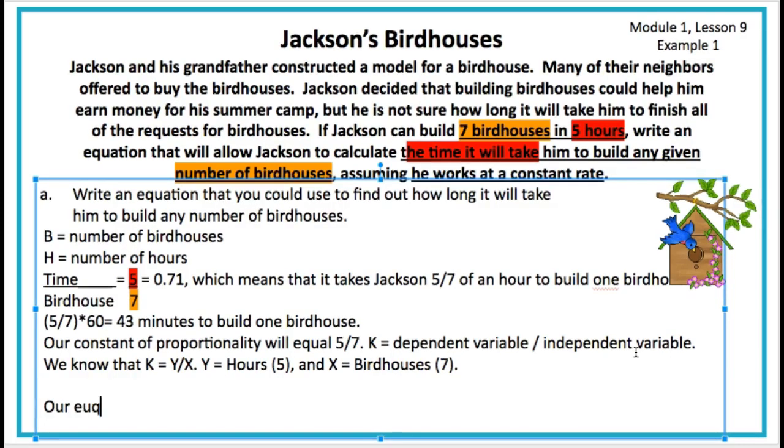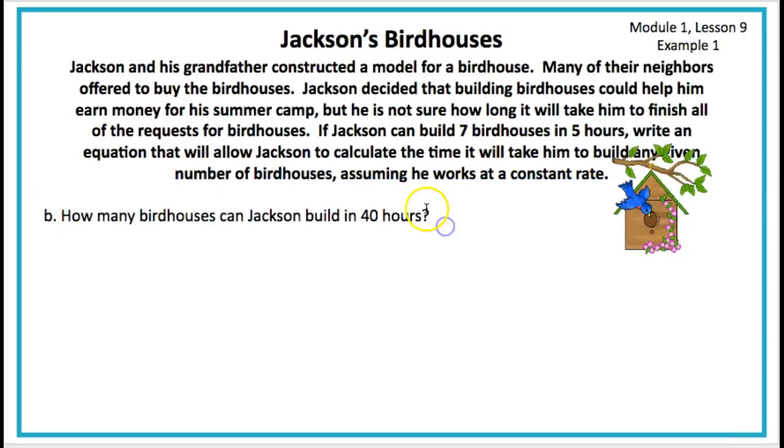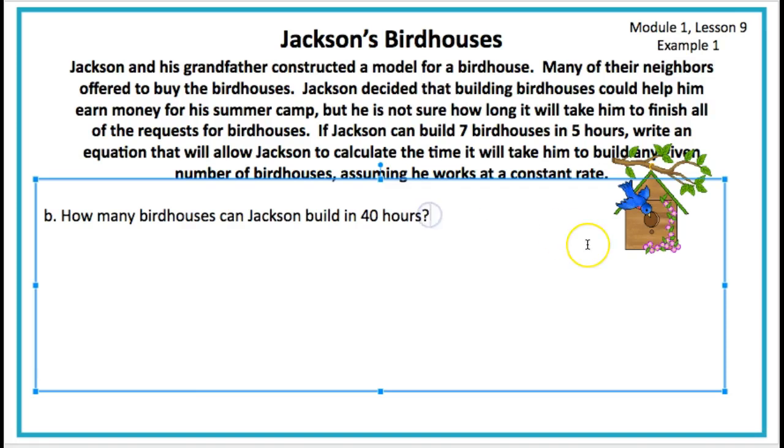Our equation will be h equals 5/7 times b. Now let's take a look at part B. And part B is asking how many birdhouses can Jackson build in 40 hours. We know our equation is h equals 5/7 times b.